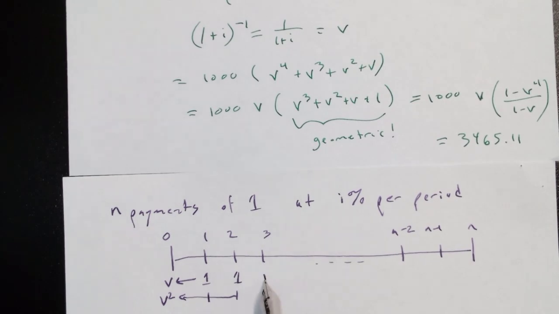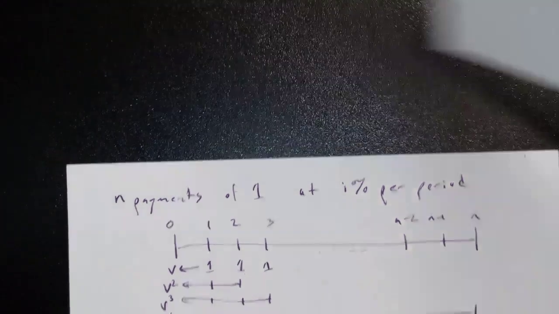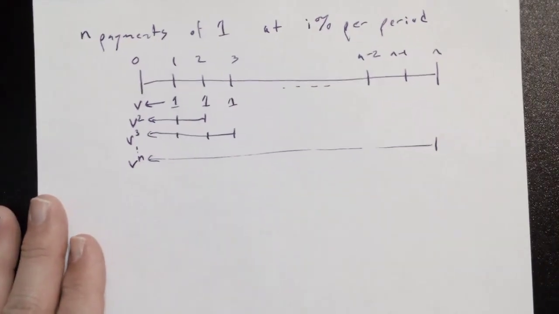Same thing here. This 1 is a value of v cubed. And so on all the way up to here, which will have a value of v to the n. So the total, whoops, it's off the bottom. You can't see it. That's not good.